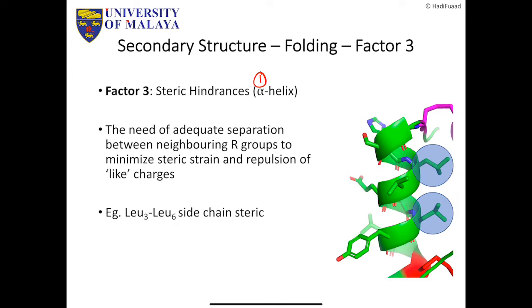So there is a need for adequate separation between neighboring R groups to minimize steric strain and repulsion of like charges. For example, illustrated on the right hand side are leucine number 3 and leucine number 6. In bold, you can see that the side chains are actually pointing opposite to one another. So this is what it means to minimize steric strain and repulsion of like charges. Like charges meaning similar: in this case, nonpolar and nonpolar, or the same charge, plus and plus, or minus and minus, and so on.